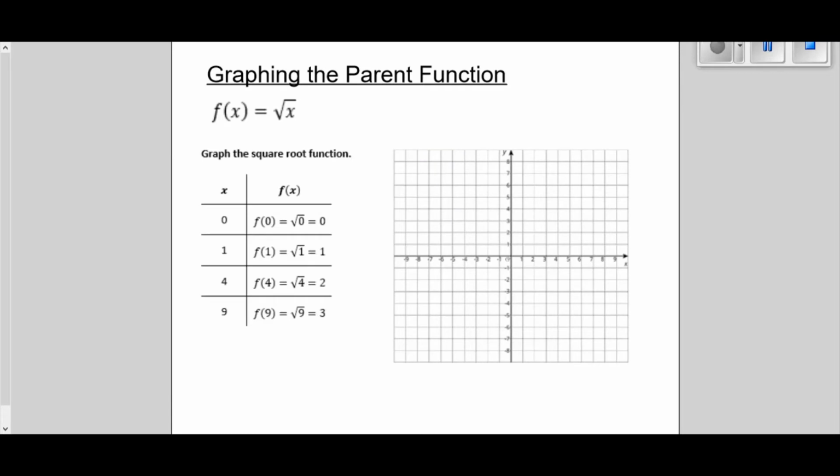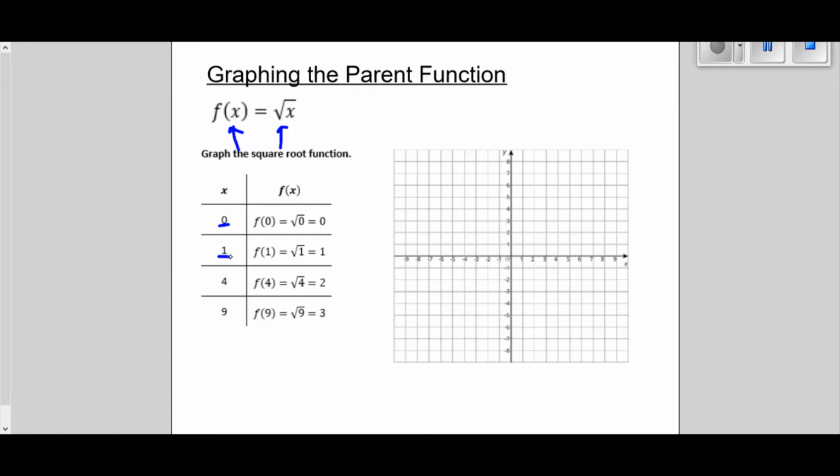So let's start off by looking at the parent function. So we have f of x equals the square root of x. Remember, that's the parent function, or the most basic function of the square root function family. When we graph, you may be able to use your calculator, but sometimes they will ask you to use a table. So let's look at what this looks like with a table. Basically with a table, they'll give you the x value. For example, they give you x equals 0 here, and you need to plug that into your function. So when I plug 0 in for x, I'm going to get f of 0 equals the square root of 0, which is 0.